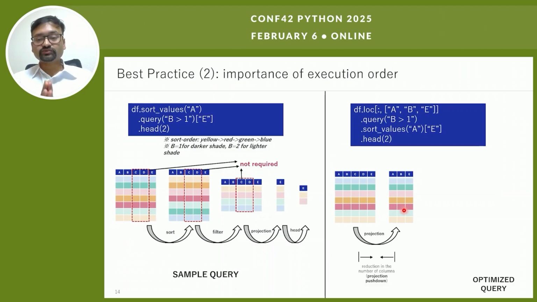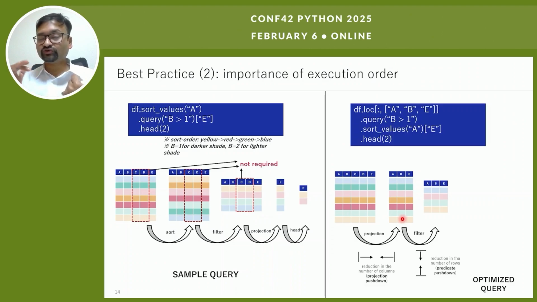Okay, projection push down. Then I can see that this is my data, but instead, why sort this entire data, because I'm only interested in the lighter shaded part, right? So before sorting, I can reduce the data further by applying the filter.